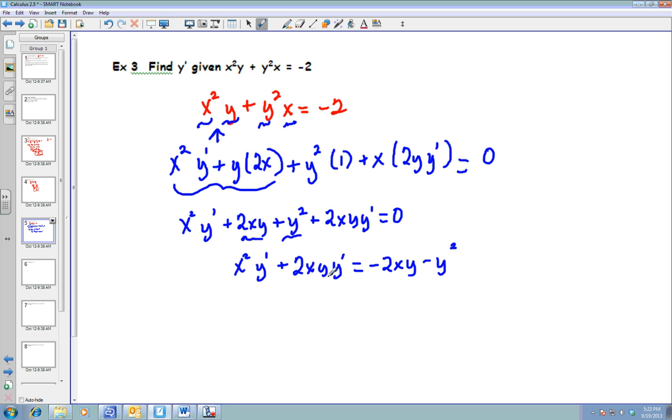Now if I'm solving for y prime, I'm going to factor a y prime out. And I have x squared plus 2xy equals negative 2xy minus y squared. Divide by that.